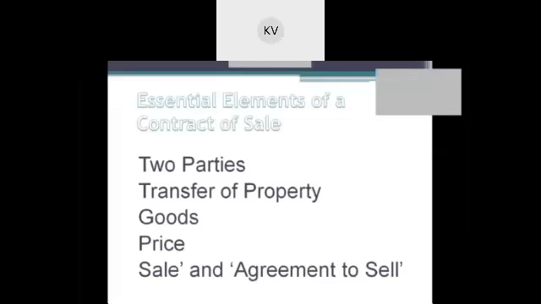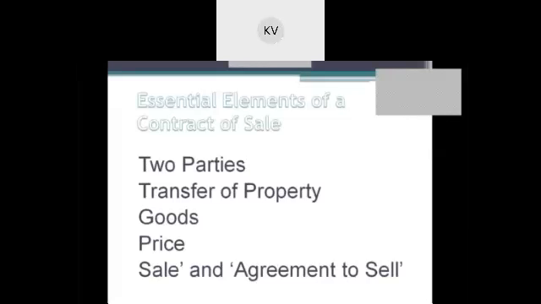Price. The monetary consideration for goods sold is called price. So every product has a monetary value. If goods are exchanged for goods, it is only barter and not a sale. But if goods are sold partly for goods and partly for money, the contract is called a sale.